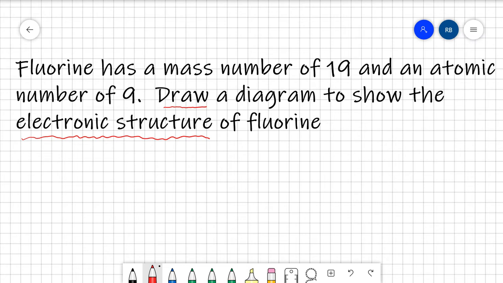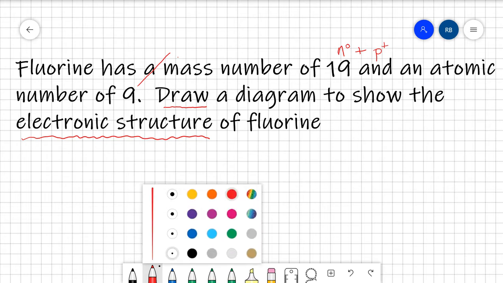The mass number, as we know, tells us the number of neutral neutrons and positive protons. Doesn't tell us much about the electrons yet. However, this next number, the number 9, is what's called the atomic number and is the number of positive protons. So maybe we can use that information.